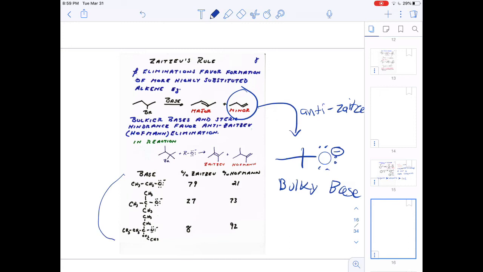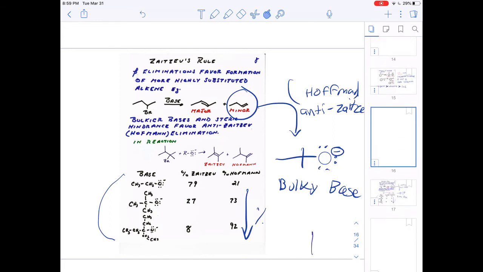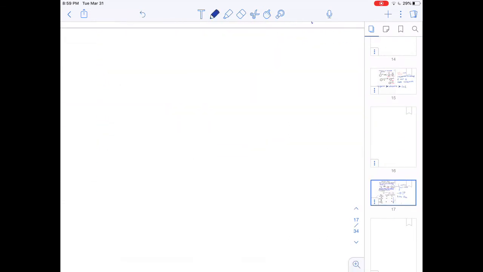So then he goes on to show you different sized bases and which kind of products that they form. So Hoffman is the exact same thing as saying anti-Zaitsev, just so you know. So you can see as the bases get bigger, the anti-Zaitsev or the Hoffman products increase in percentage. So as a general rule, I'm going to write that on the next page.